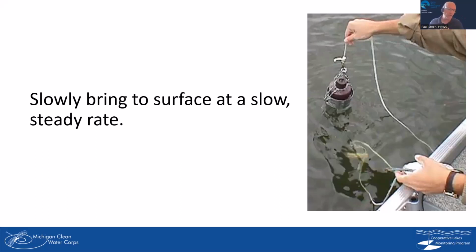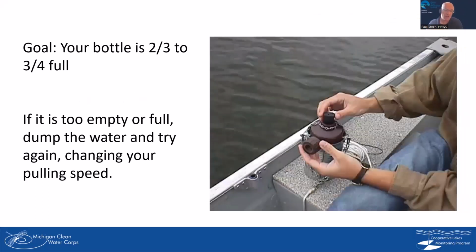If you only drop your sampler 10 feet, you probably have to do it very slowly. If you dropped it 40 feet, you may have to do it fairly rapidly. Because remember, the goal is you're getting water in your sampler from that entire water column area. So the way to check that you did that right is that when you bring it up, you open up your bottle and look in it, and if it's completely full, then you have to redo it because you were probably pulling too slowly.